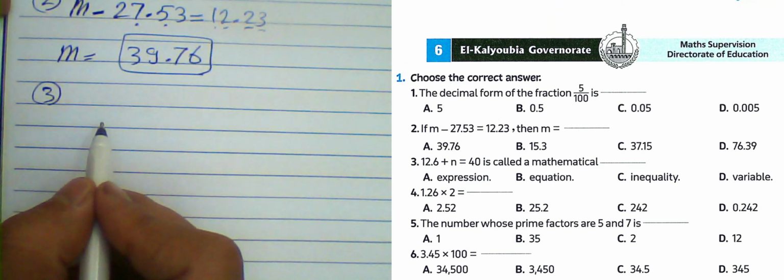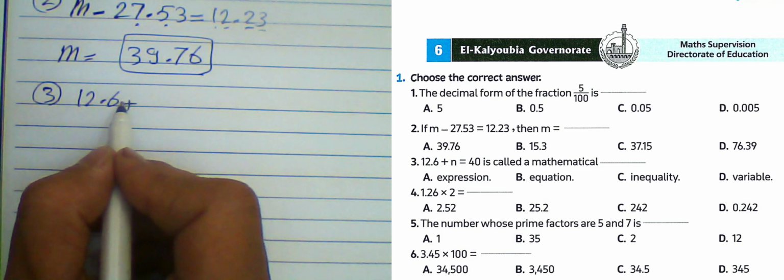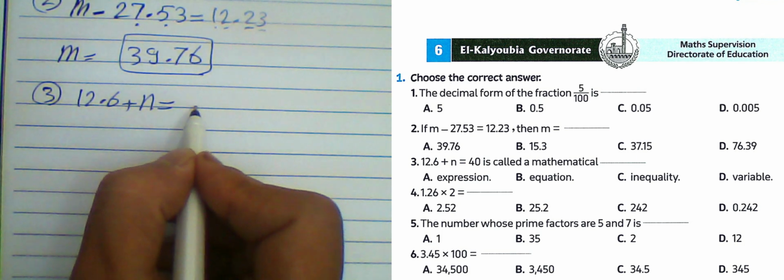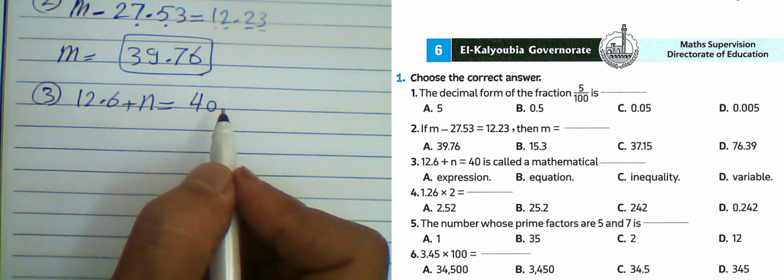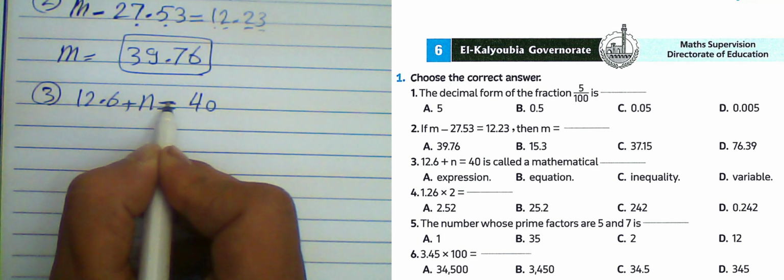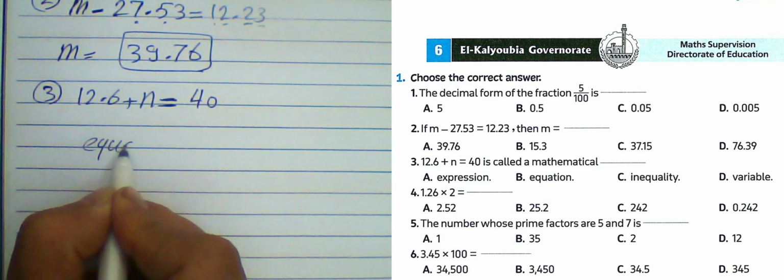Next, question number 3. If 12.6 plus n was equal 40, it's called the mathematical equation. We have this equation because we have this sign of equality between two expressions. We call it equation.